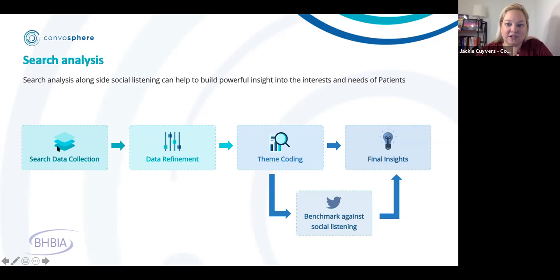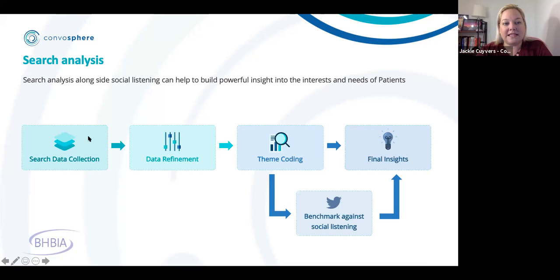So search analysis alongside social listening, as I mentioned, can uncover informational needs, unmet needs that may not be expressed in the conversations that people are having on blogs, forums, or websites. And they can also give you a better understanding of the way that the patients or caregivers speak or think about their disease or treatment, right? Because they're using their own words, in the natural language that the patients or the caregivers are thinking and speaking in.